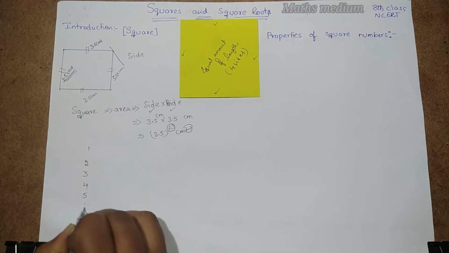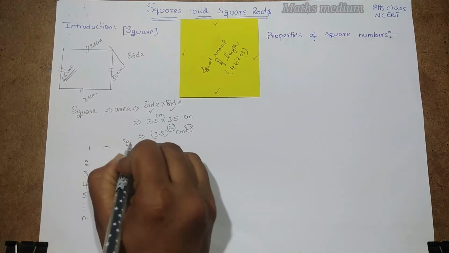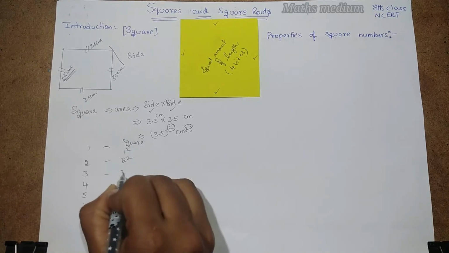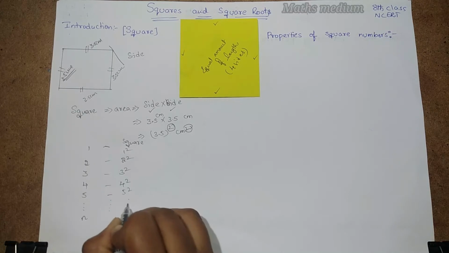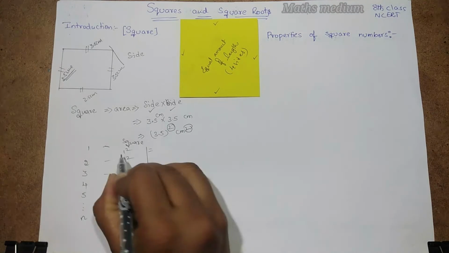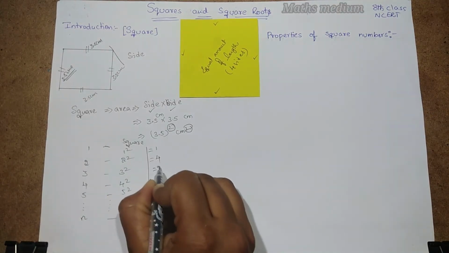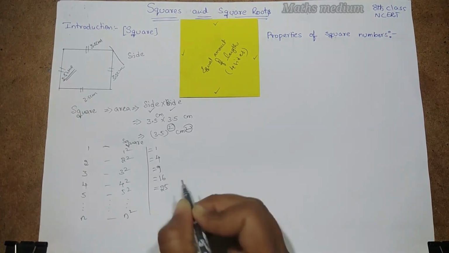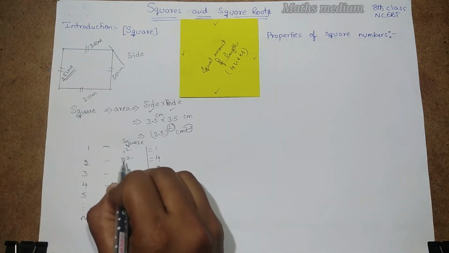4, 5 and so on, let it be n. How must it be squared? If you take squares as 1 square, 2 square, 3 square, 4 square, 5 square and so on, here also n square. How much is the result here? 1. 2 square means 4, 3 square means 9, 4 square means 16, 5 square means 25 and so on, here n square. The number multiplied by itself is called a square.